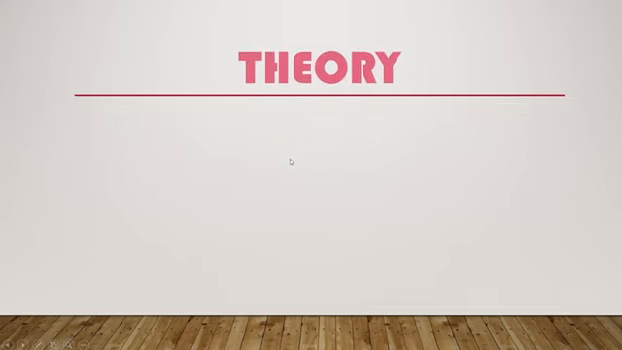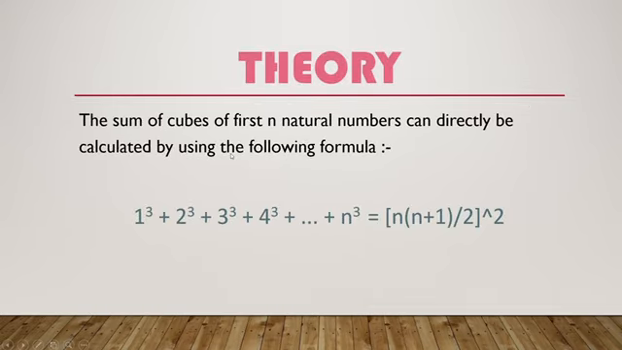So what's the theory? The theory we have to do before anything, so you can understand it very easily. The sum of cubes of first n natural numbers can directly be calculated by using the following formula. You can see the formula: 1 cube plus 2 cube plus 3 cube plus 4 cube till n cube is equal to (n(n+1)/2) whole square. You might have read or used this formula in 8th or 9th standard. So let's derive this using a for loop.